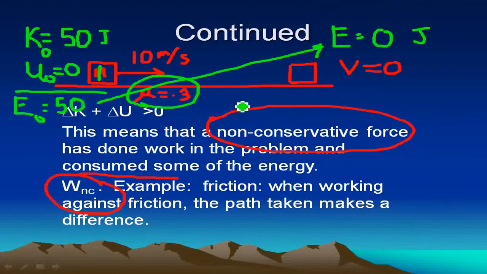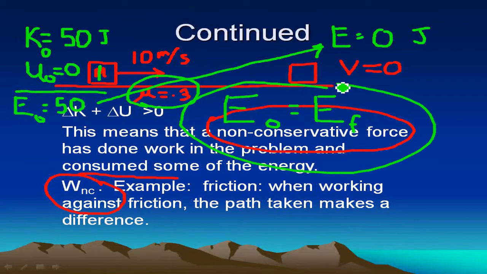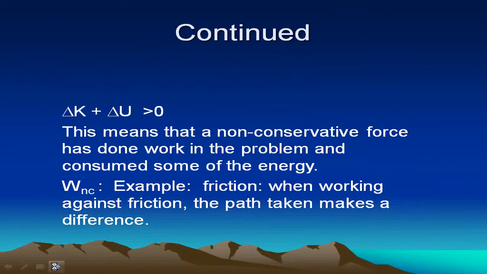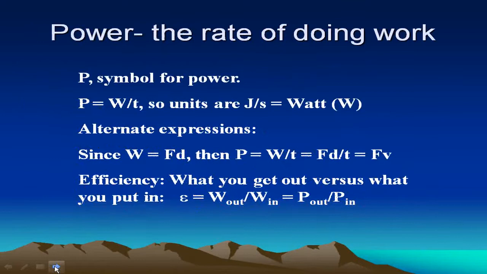And so when we look at the conservation of energy principle and ask, is E0 equal to E final? The answer would be no. E0 is not equal to E final because there was an external force acting that dissipated that energy in the form of doing work against friction. Another way to look at the rate at which we're doing work is to talk about the concept of power.